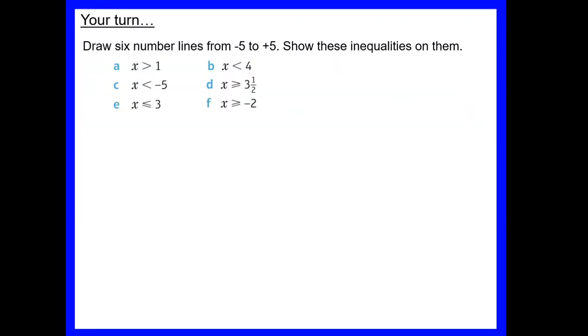All right, practice for you now then. So you need to draw 6 number lines from -5 to +5, and above each number line draw the inequality, making sure as to whether your circle should be hollow or filled in, and that your arrow is pointing in the same direction as your inequality. Pause the video, have a go now.